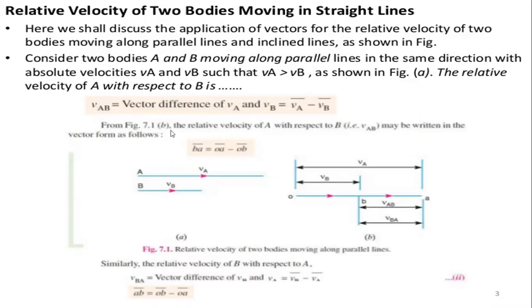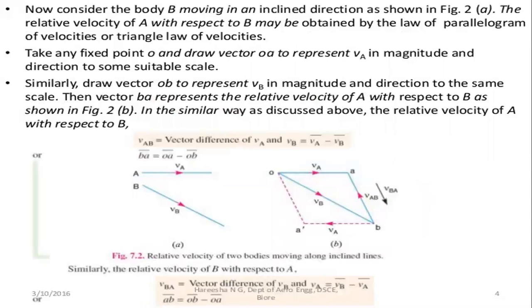So that is the main difference. That is the vector difference of both the two bodies moving in a straight line. And now I am considering the body B moving in an inclined direction. So in the first motion, these two velocities were going in the same direction, but now the body B is moving in an inclined direction, which is shown in the first figure.